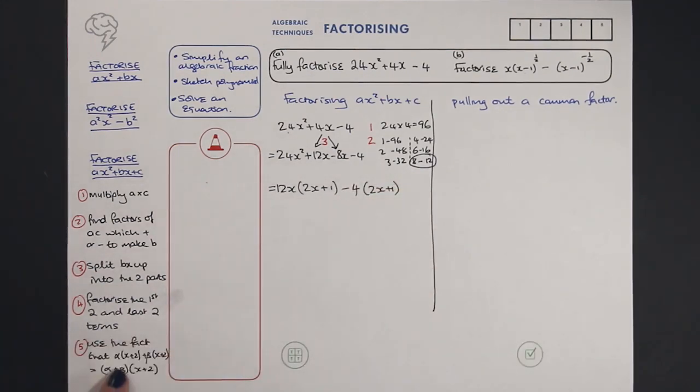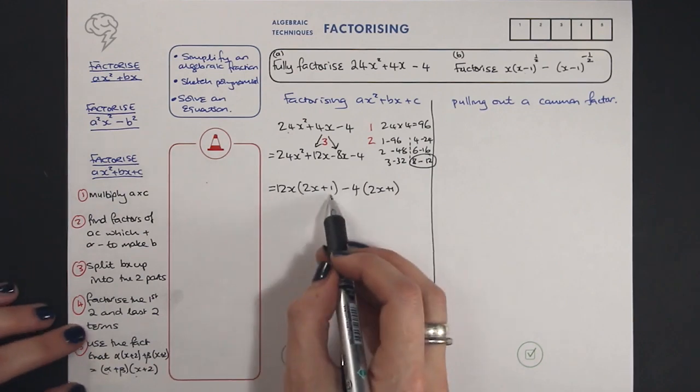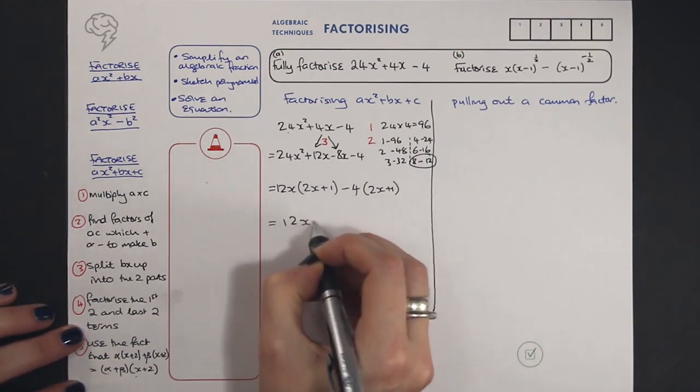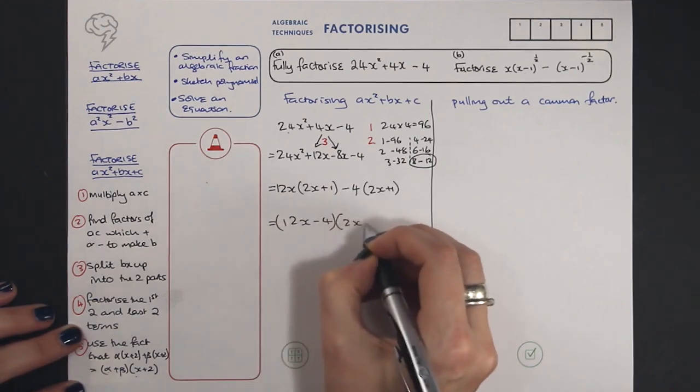I'm going to use the fact that if we've got, I've used x plus 2 as an example here, some x plus 2s and then some more x plus 2s, that can be written like this, because when you think backwards, this would be alpha lots of x plus 2 plus beta lots of x plus 2, which is what that says. So we've got 12x lots of 2x plus 1 minus 4 lots of 2x plus 1. Altogether, 12x minus 4 lots of 2x plus 1.